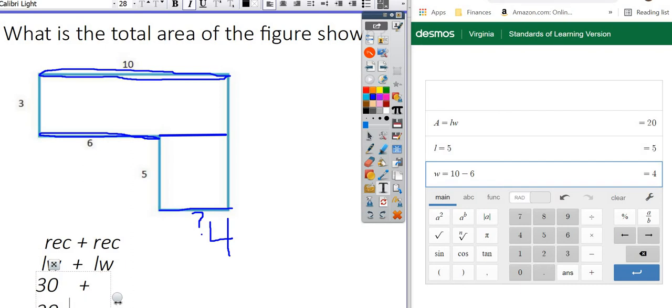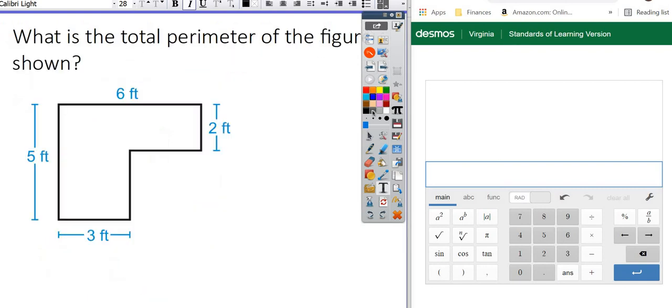So that means we have to add them together. Well, 30 plus 20 would be 50, and it would be units squared. So that would be our answer. All right, let's go on to the next one.